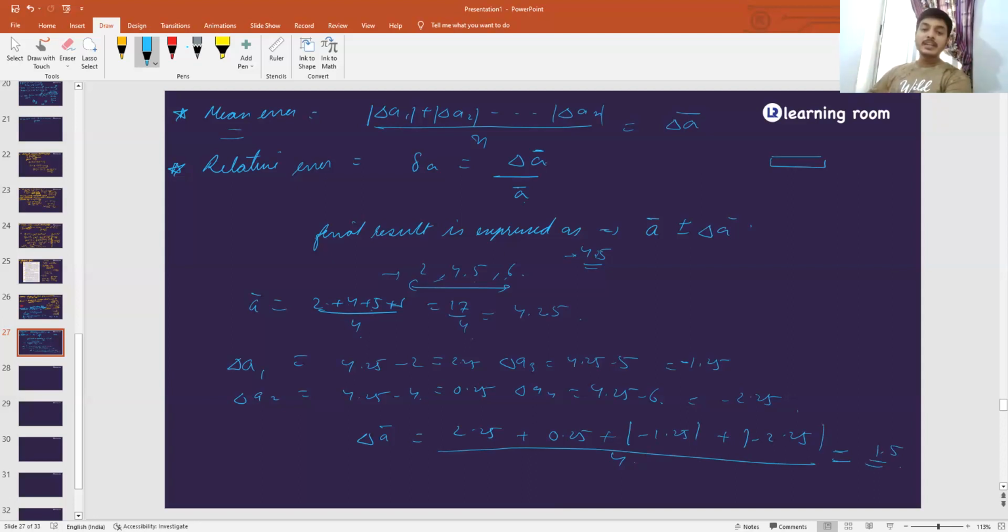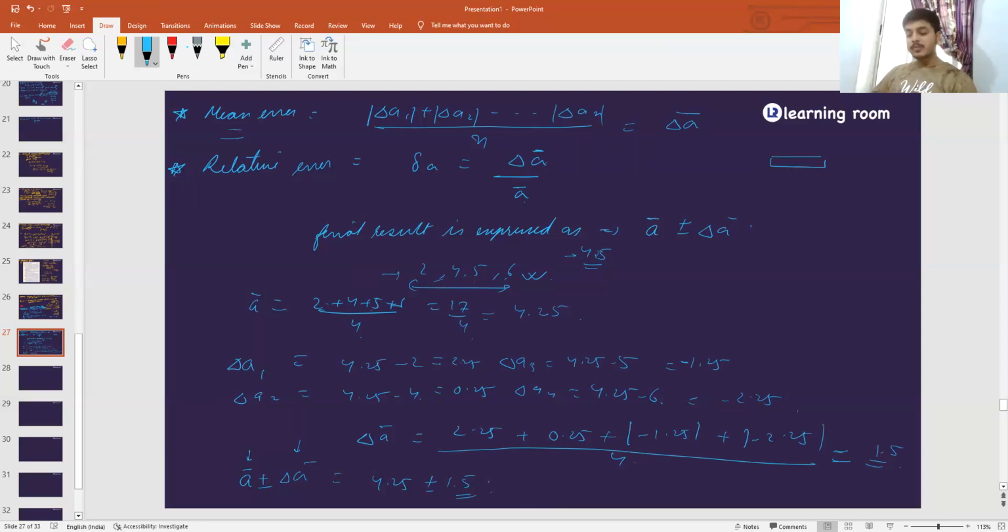So I'll be writing the exact measurement of this quantity, the exact result expression, is like this, plus minus this much. How much? Delta A bar. Mean value of observations and mean value of error. So what is the mean value of observations? That is 4.25 plus minus the mean value of error, 1.5. Right? Understood?